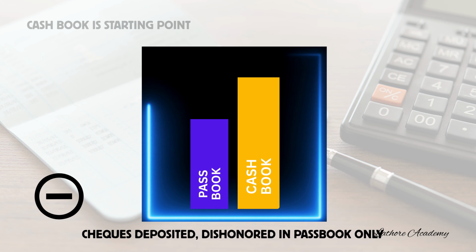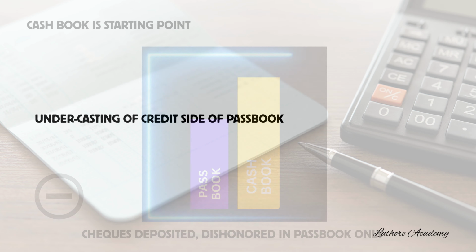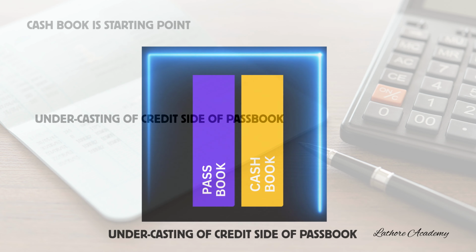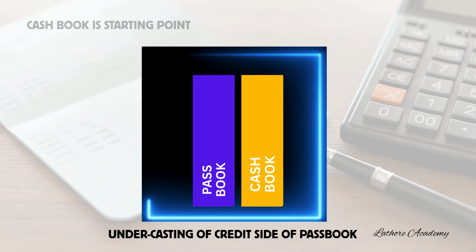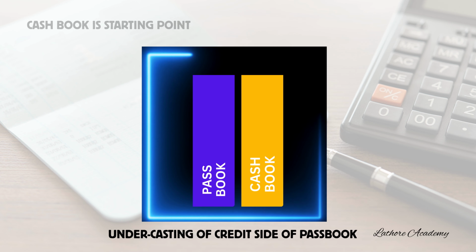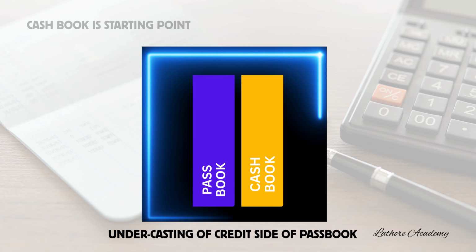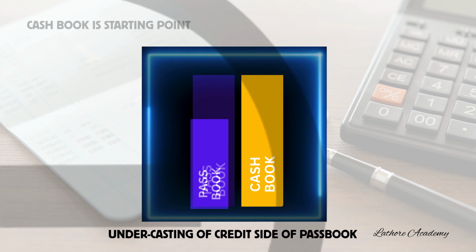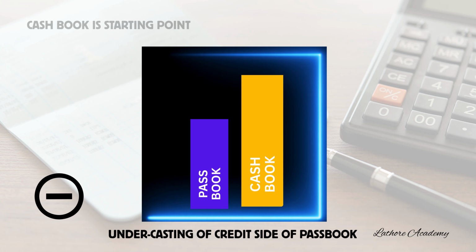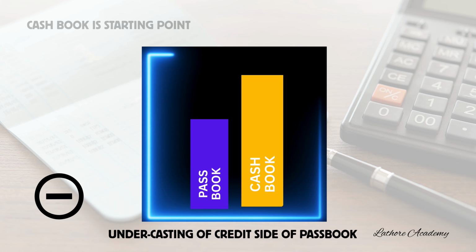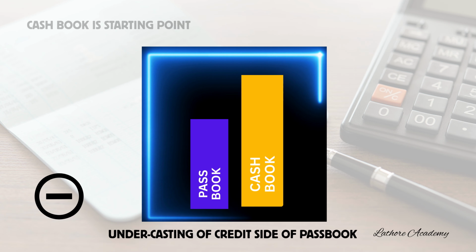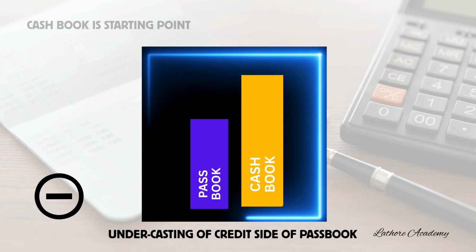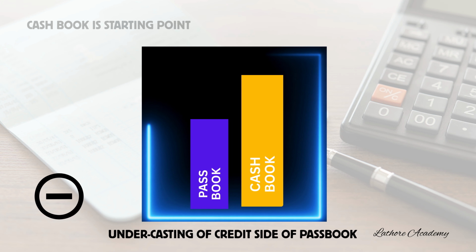So moving on to the next transaction, undercasting of credit side of the passbook. Students, if the bank has incorrectly totaled the deposits as less than actual, your bank balance appears lower, isn't it? So we have to subtract this difference amount. Here, the casting means the totaling. This term we will be referring to in the rectification of errors.